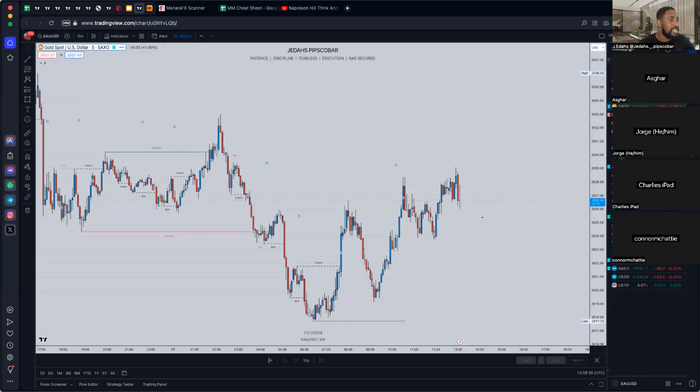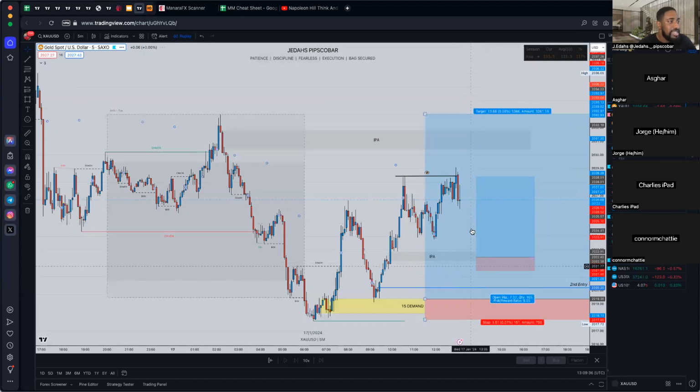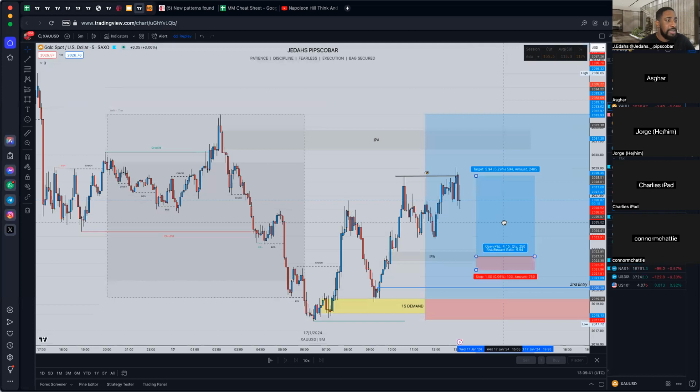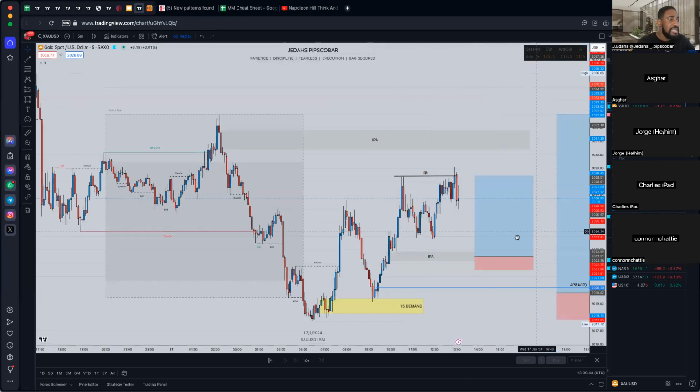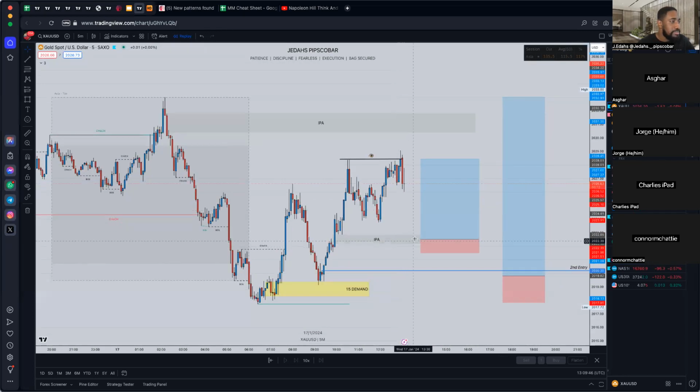Where we at with gold? Gold is still kind of just playing around in that area. But again, like I said, there's two entries for you guys that came late. Let me just move this first entry we caught this morning to the side. There's this IPA through here.